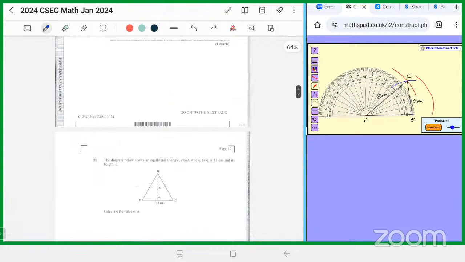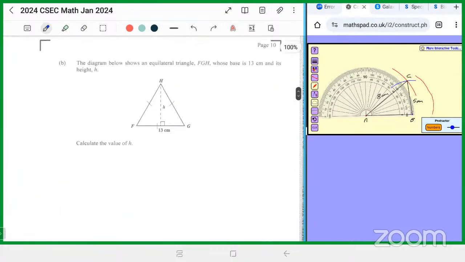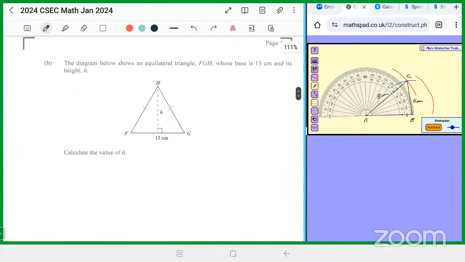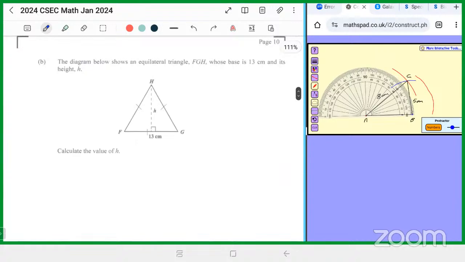All right, too much time on that question. All right, let's get back to this one. So this one is like a simple trigonometry. It says the diagram below shows the equilateral triangle. So what we know about an equilateral triangle is that the 3 sides are equal, and that is shown by these markings on the 3 sides. And this side is 13, means that this side is 13, this side is 13.